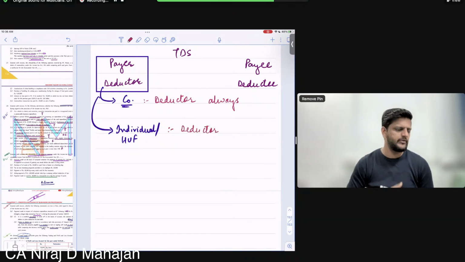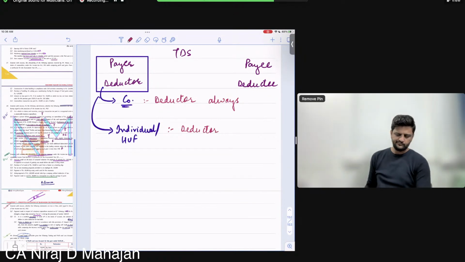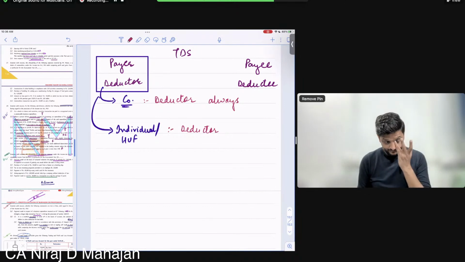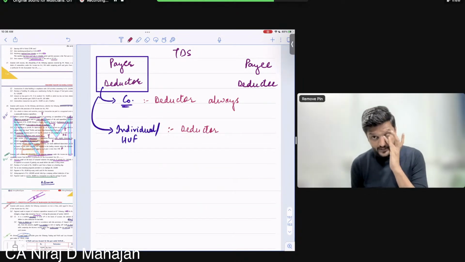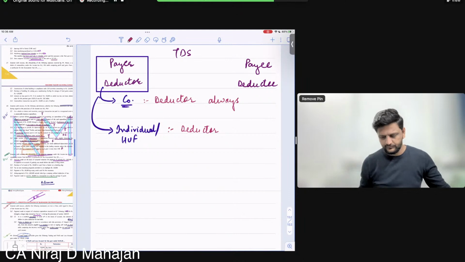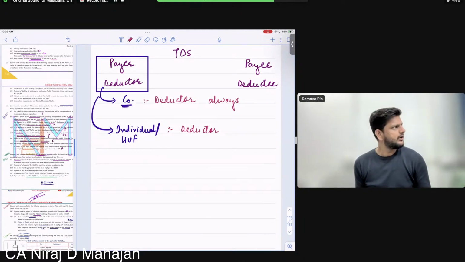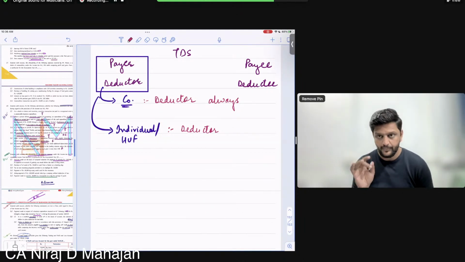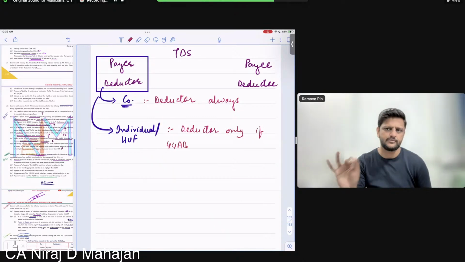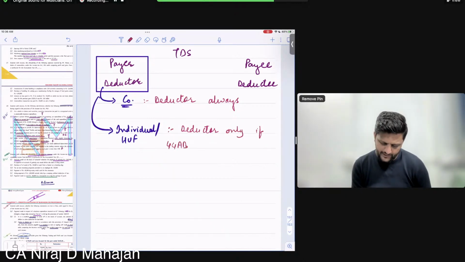However, individual and HUF are not always told you are a deductor. Simple, you are paying me fees. Did you deduct taxes there? No. So as an individual or HUF, pay attention: deductor only if 44AB is applicable in the immediately preceding year. I'm just giving you a simple example.